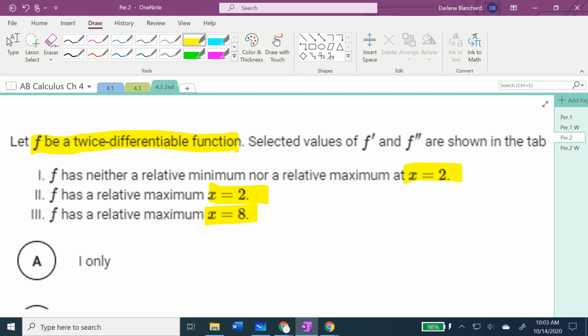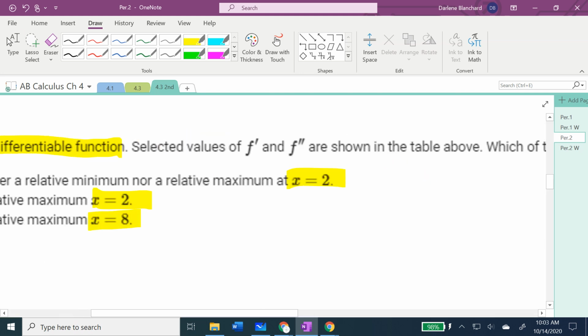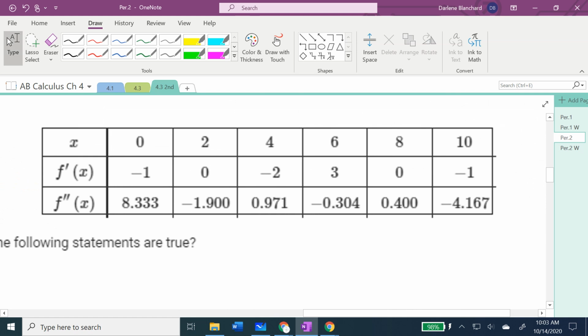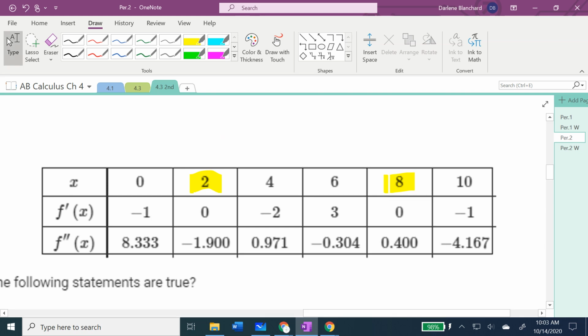So here we go. They're asking if f has a relative minimum or maximum, and it was specifically looking at x equals 2 and x equals 8. So I want you to look at this and decide the conclusions about what's going on with f. At x equals 2, and don't answer out loud yet.